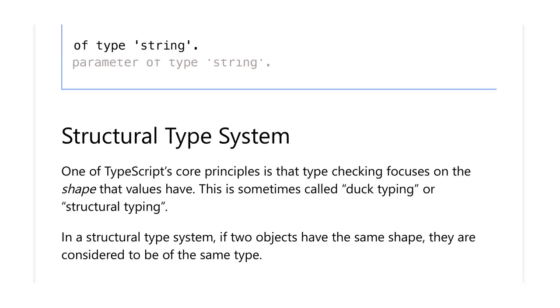Structural type system. One of TypeScript's core principles is that type checking focuses on the shape that values have. This is sometimes called duck typing or structural typing. In a structural type system, if two objects have the same shape, they are considered to be of the same type.